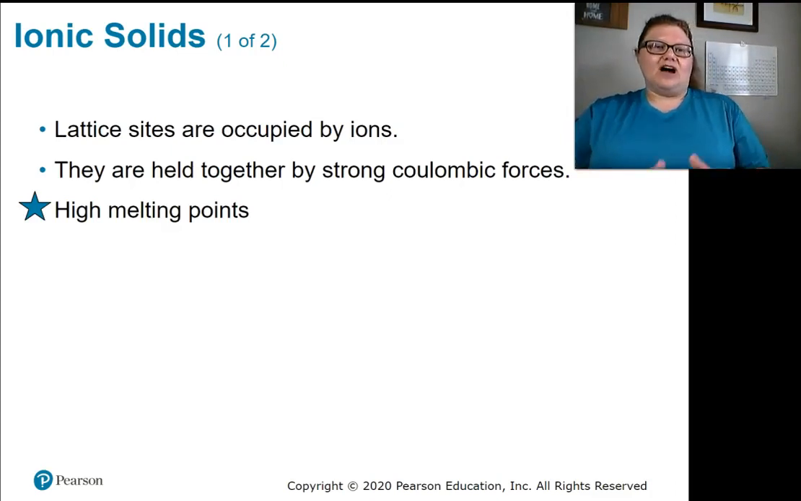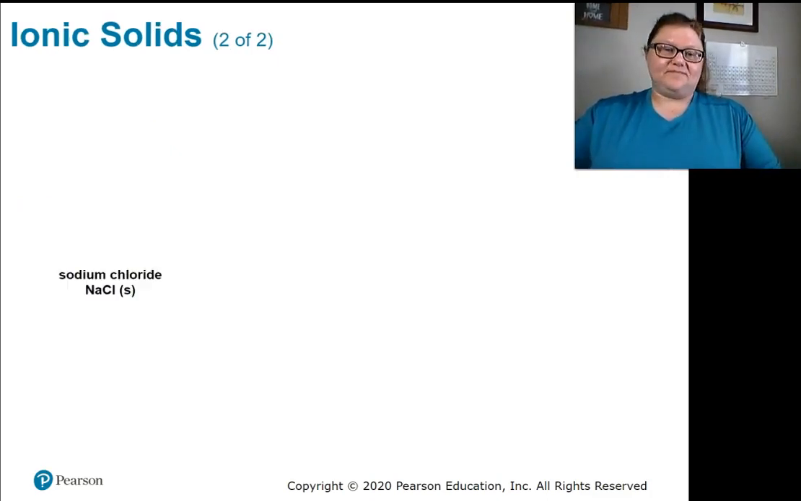Okay, so ionic solids. So this is another type. We have the lattice sites occupied by ions. They're held together by Coulombic forces. If you recall Coulomb's law from Chem 1, if not, we'll review it very quickly here. And the Coulombic forces are much stronger than dispersion. And so we have high melting points for these substances.